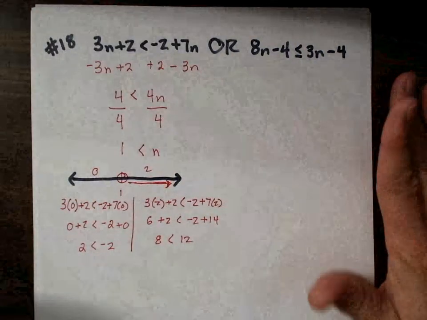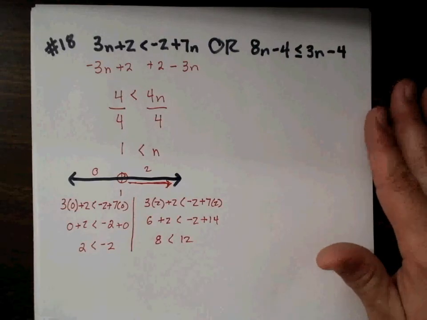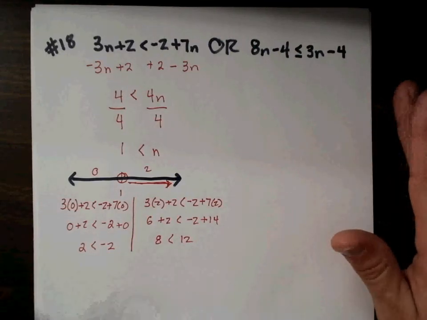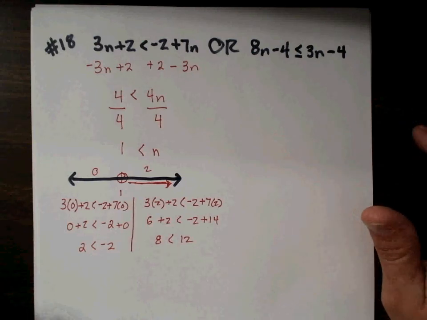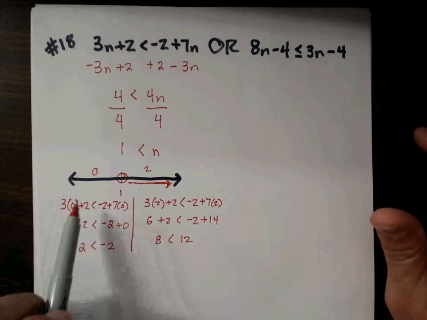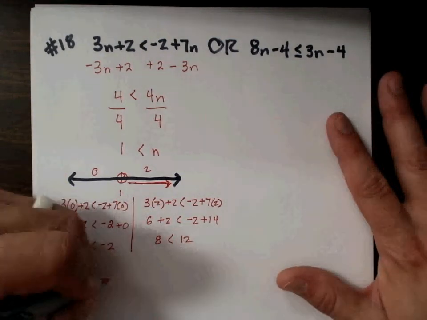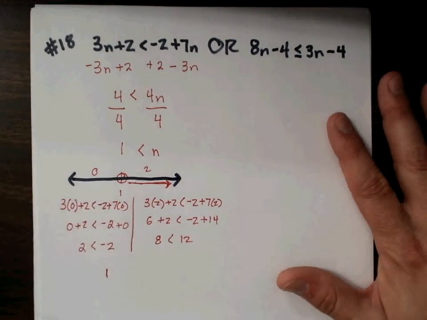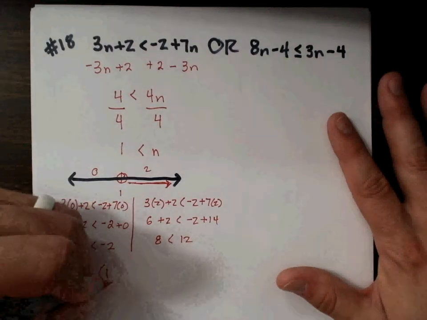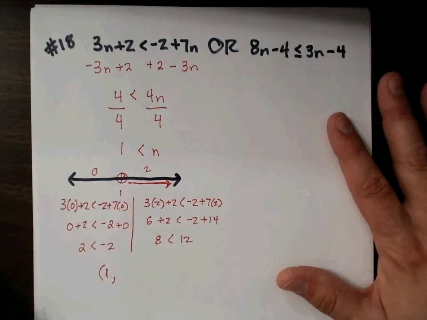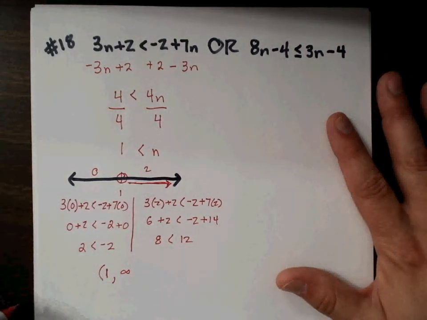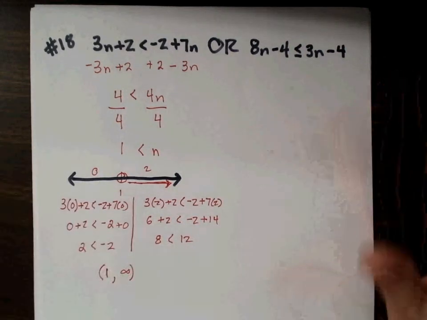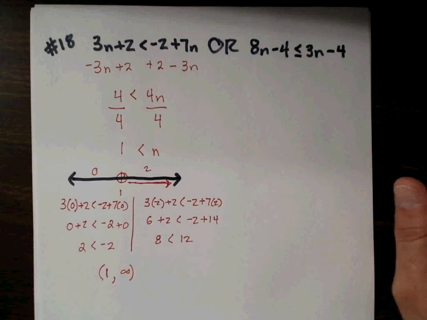Okay? What's the interval notation for that? What's the interval notation to represent this side? What does it start at? We read from left to right. 1. Does it include 1? No. It does not include 1. And where does it go to? Positive infinity. Is that included? So there you go. Okay? Work that side.